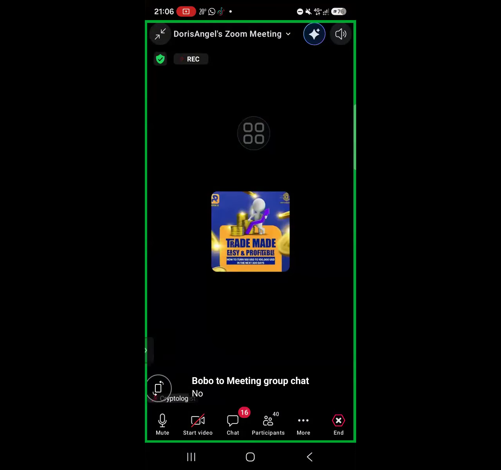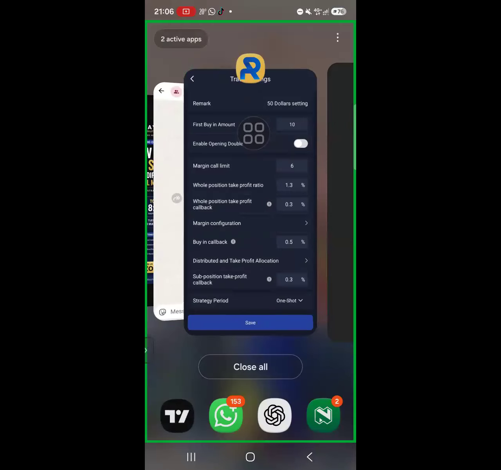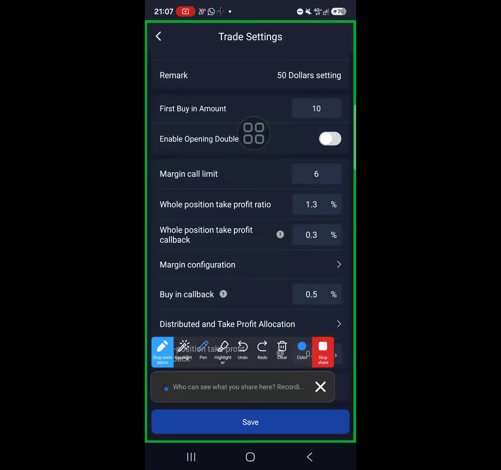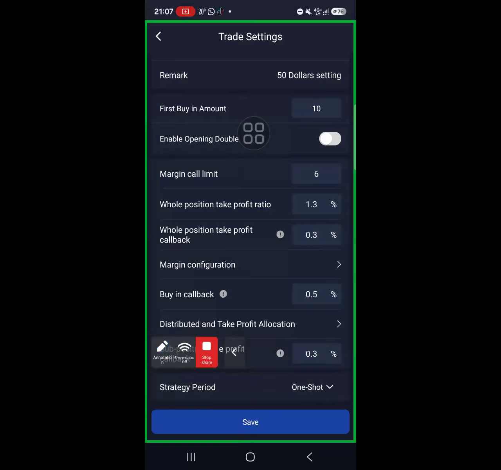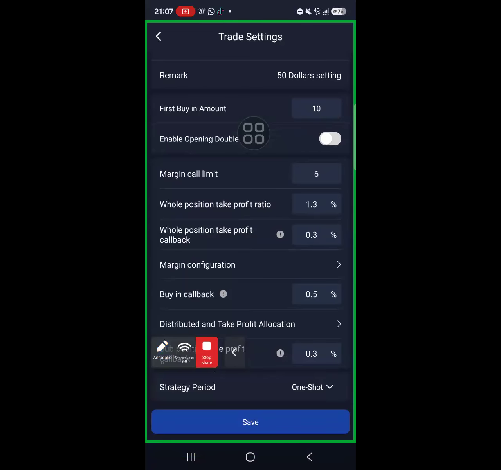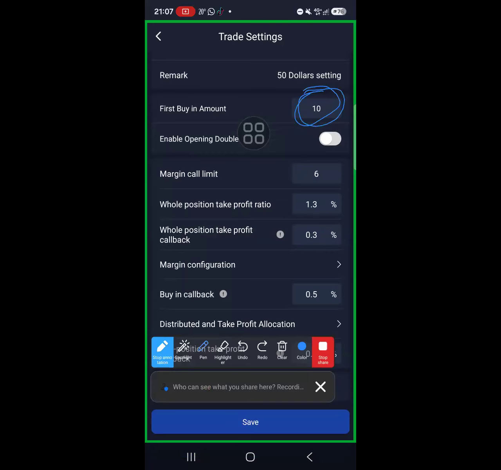It is not. So what should we do? This is what we are going to do. Note that there are other coins when you are trying to change. Once the robot buys with $10, immediately after it has bought with $10, you will come and edit. You can edit the trade settings again. So you will come and remove the 10 and you put 5.